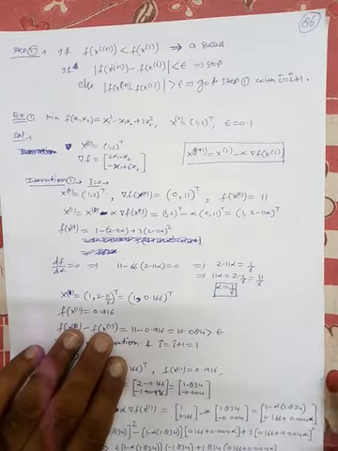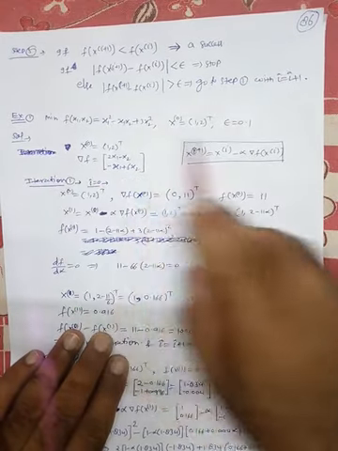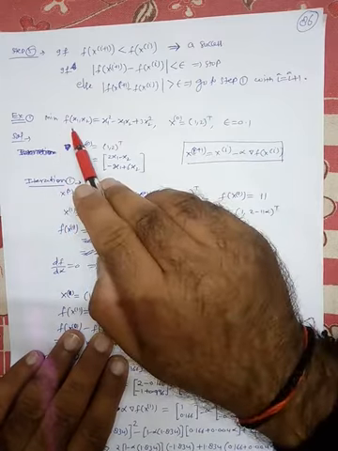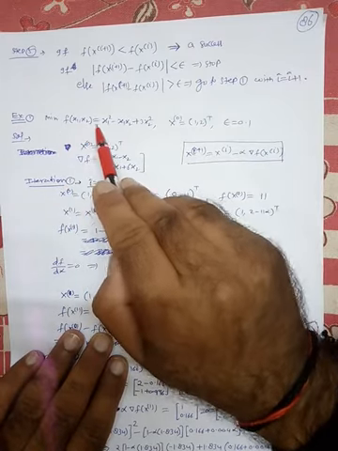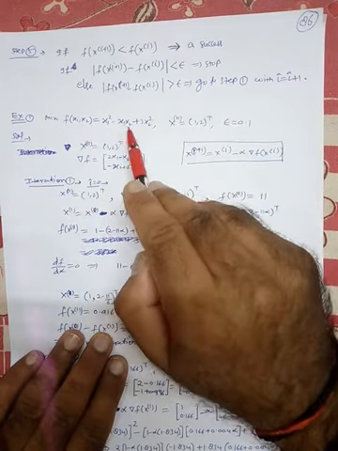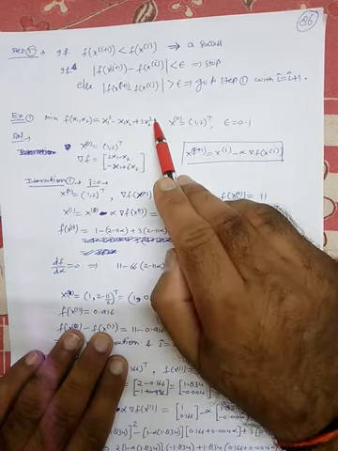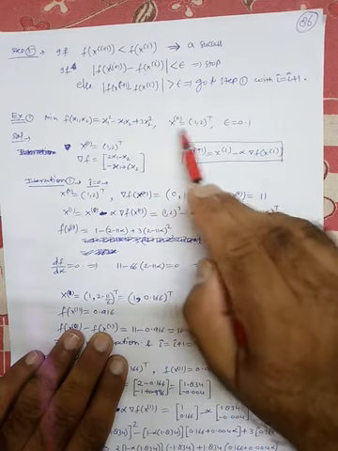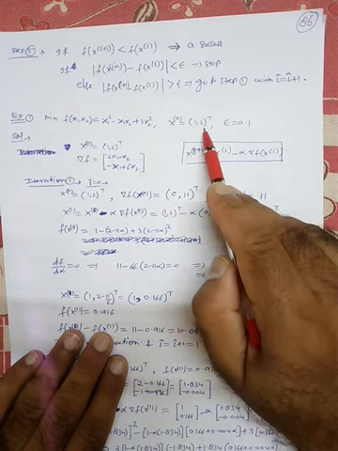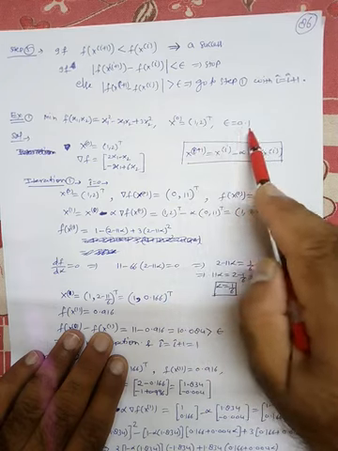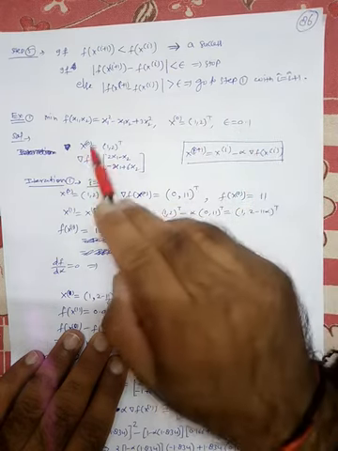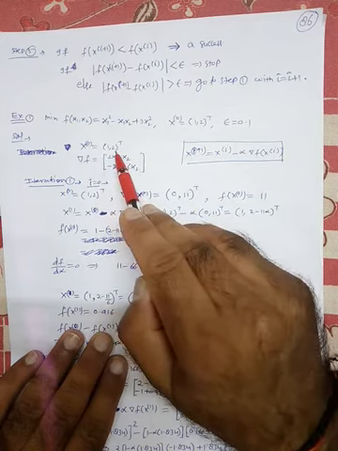So now apply this method. We have this example: minimum of f of x1, x2 is equal to x1 square minus x1 x2 plus 3 x2 whole square. Here the starting point x naught is (1, 2), and epsilon is 0.1. So the starting point x naught is (1, 2).